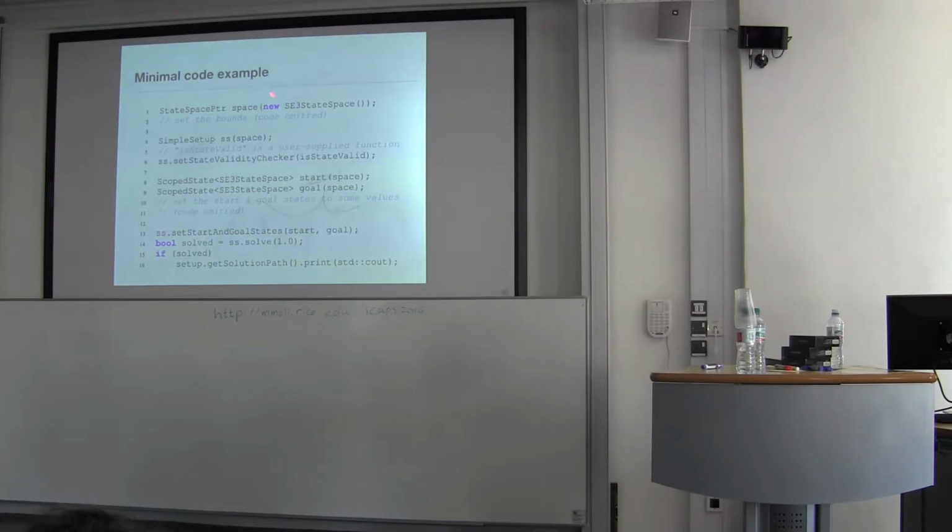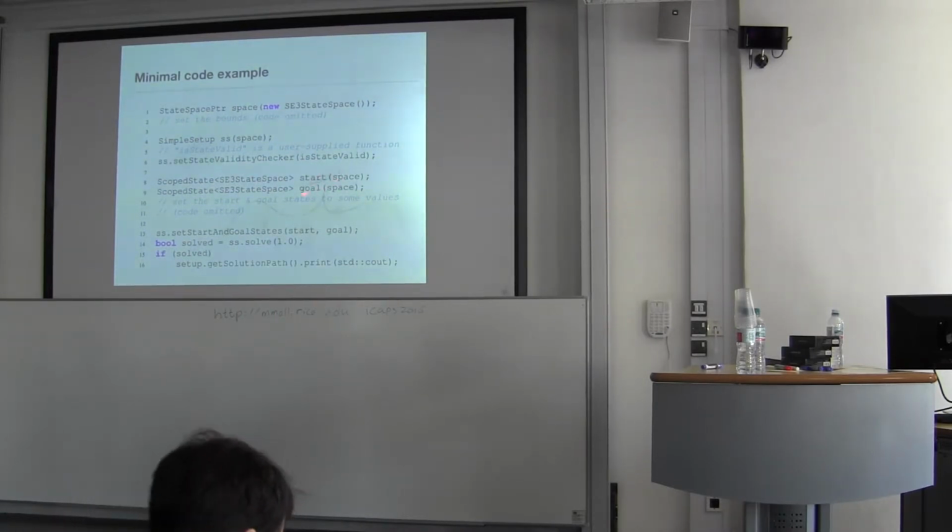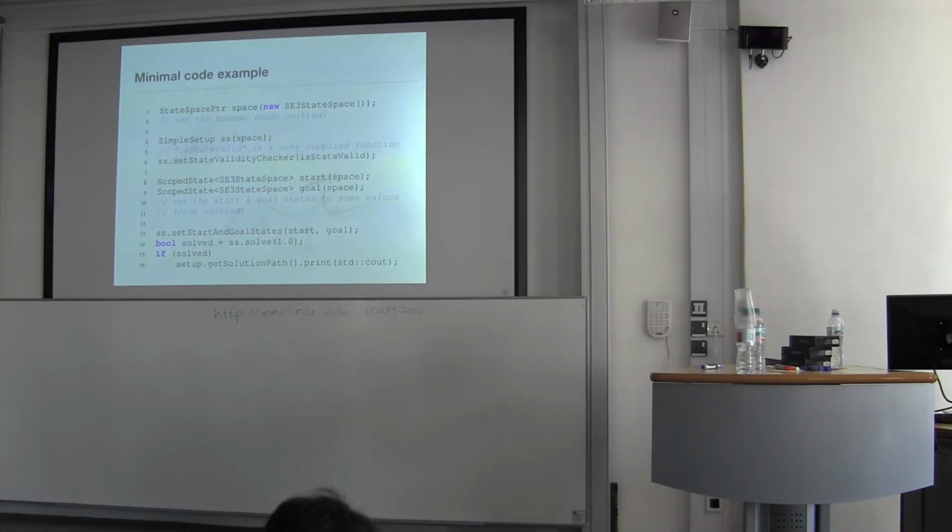In this simple case, the C++ code was very, very similar. Now we have the new in there, and we have types. Otherwise, it's kind of the same. We have a new space, simple setup object, and we set this callback function. Now we can do start and goal states, set them, and solve again, and then print the path.